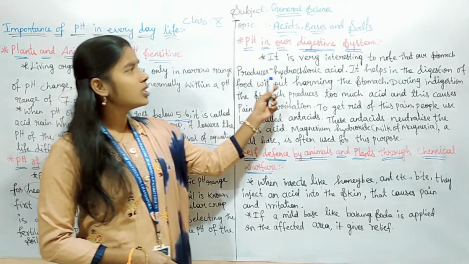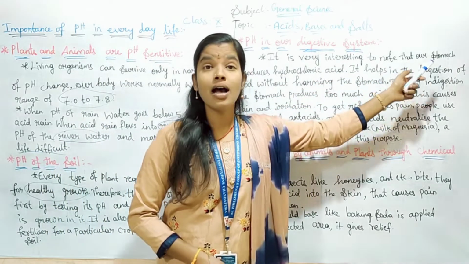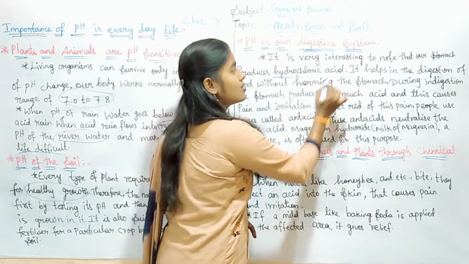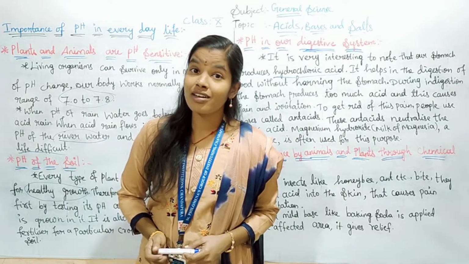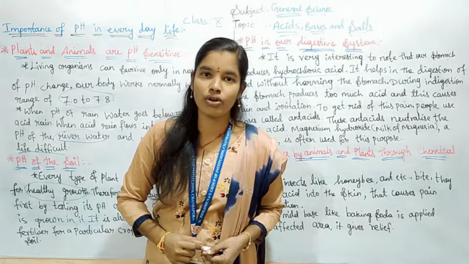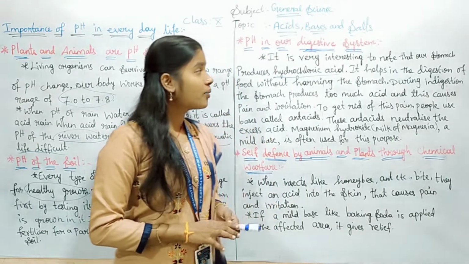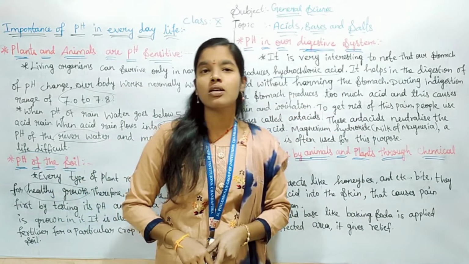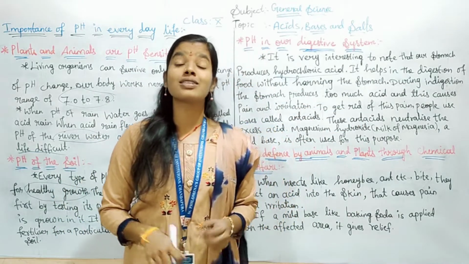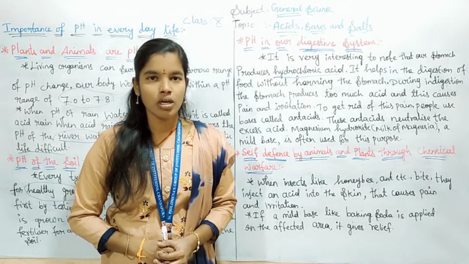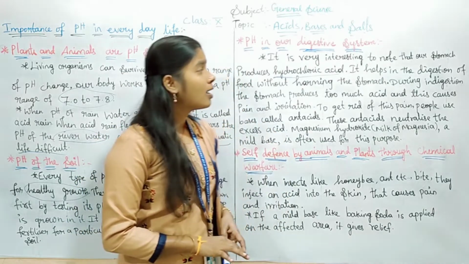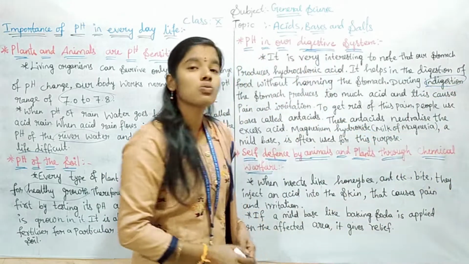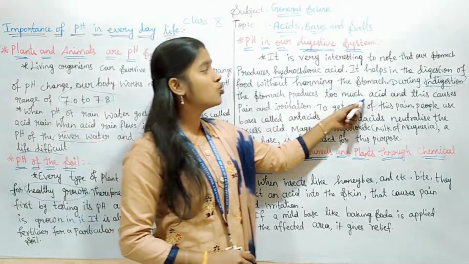It is very interesting to note, children, that our stomach produces hydrochloric acid. It is a very strong acid, and it helps in the digestion of food without harming the stomach. So the function of hydrochloric acid is to help the digestion of food without harming the stomach. During indigestion, what happens? The stomach produces too much acid.